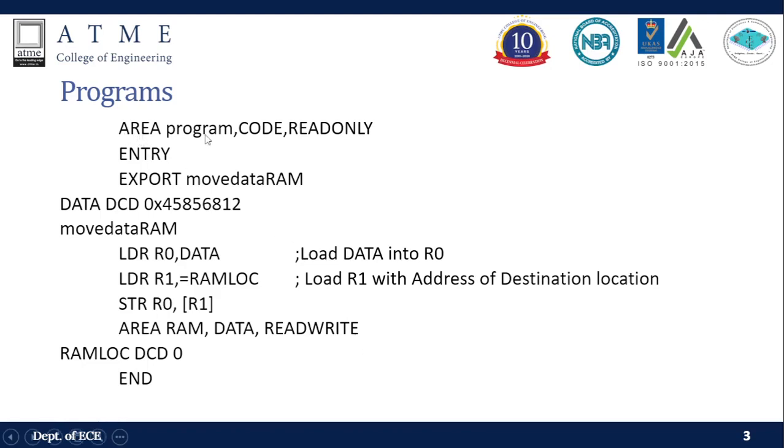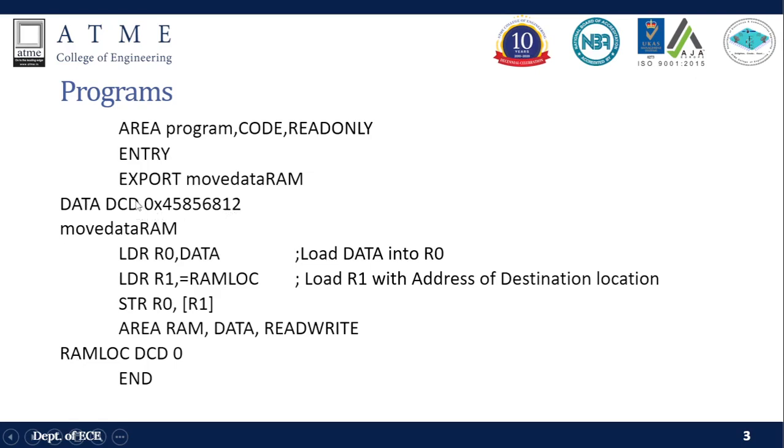So we are going to use this piece of code where we have introduced two new terminologies. The first part of your code remains the same. You are going to create a program area, create an entry point for the program area, export the name of this program area as move data RAM, and within that we are going to create a variable called data, and that data variable we are going to load with some value. So this is the value which we are loading into the data variable.